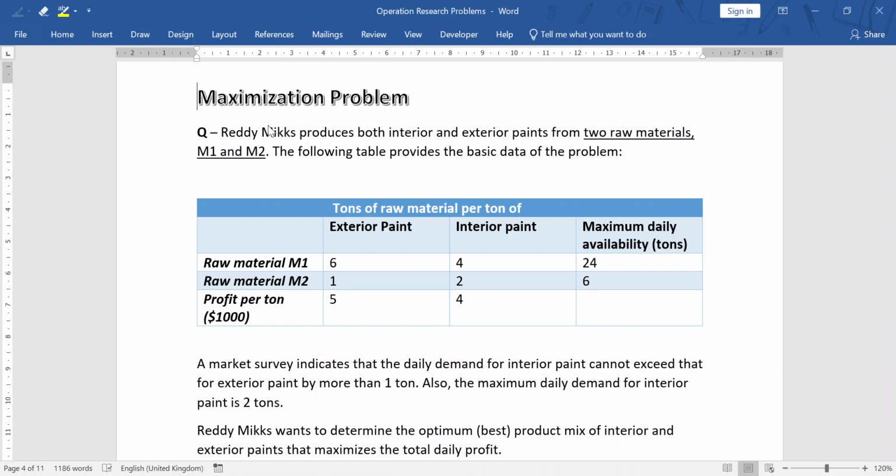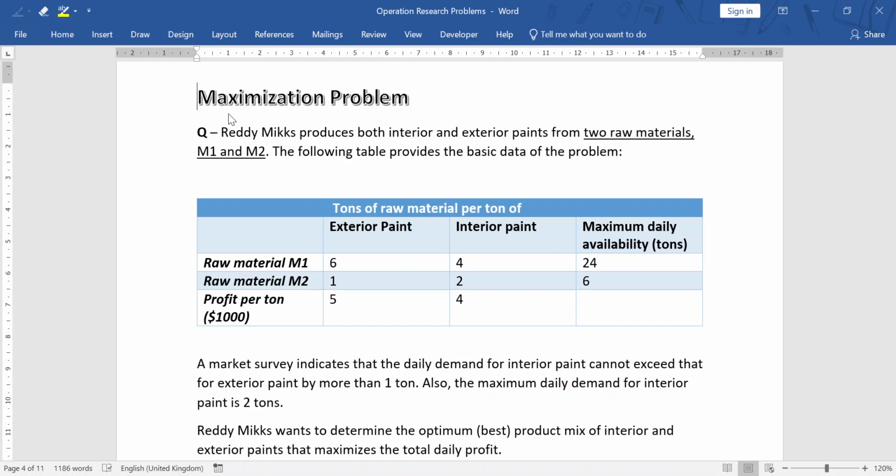Hello guys. So today we are going to discuss maximization problems and how we solve a maximization problem using the linear programming method. Okay. Now what is a maximization problem? A maximization problem is a problem where we want to maximize or optimize the end result. Okay, so we are now going to understand this concept with the help of an example.